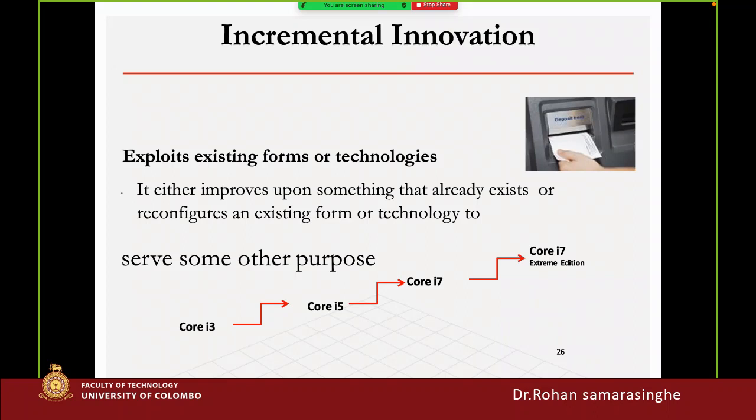Modified processor. Modified processor means when you analyze the processor, you can get high efficiency, and sometimes at a lesser price also. It exploits existing forms of the technologies, and it either improves upon something that already exists or reconfigures an existing form of the technology. So when you analyze this processor technology, you can understand this incremental innovation.